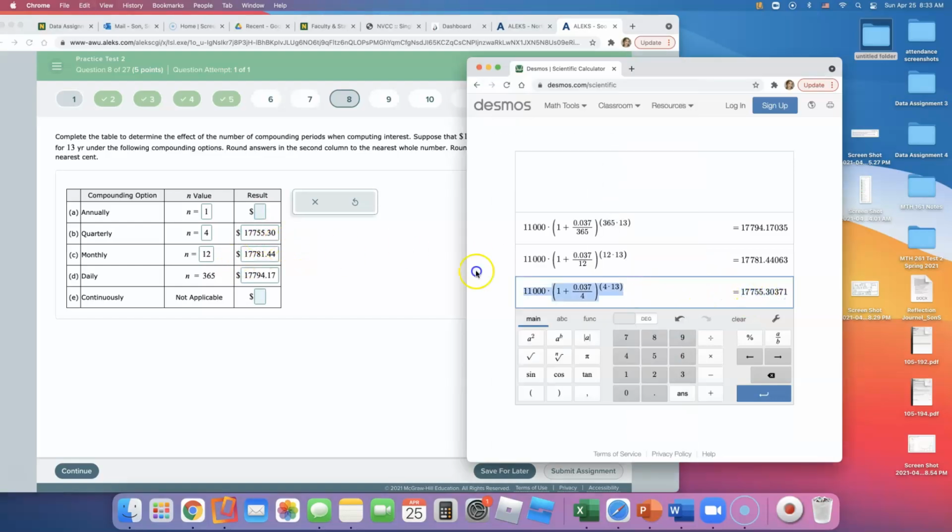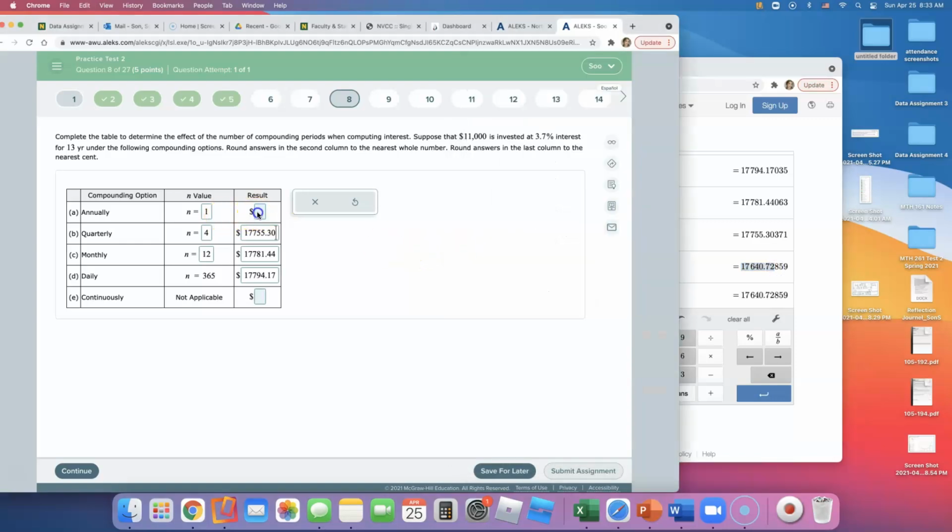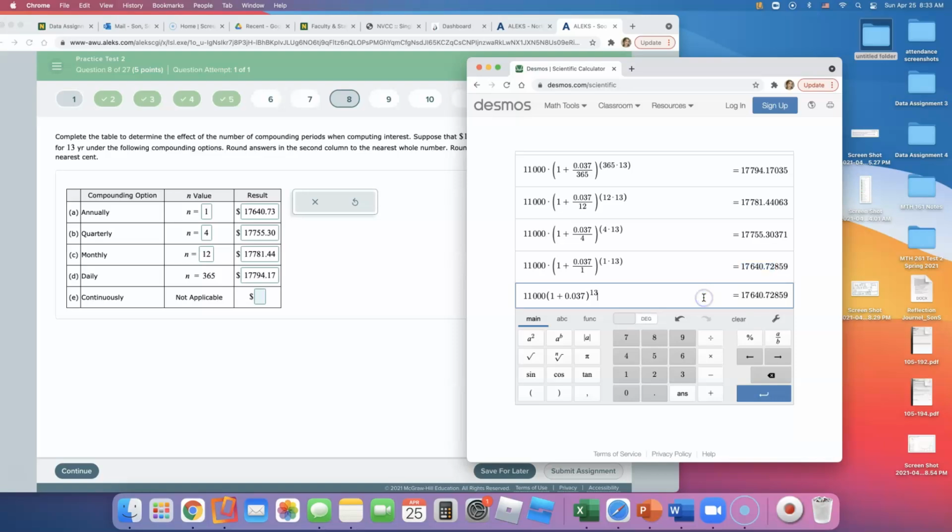And for annually, how many times do we compound in a year? 1. So this is the same as just using the exponential growth function. You get the same answer, but I'm going to have to round this up to 73 cents. And for continuously, remember we have a different formula.